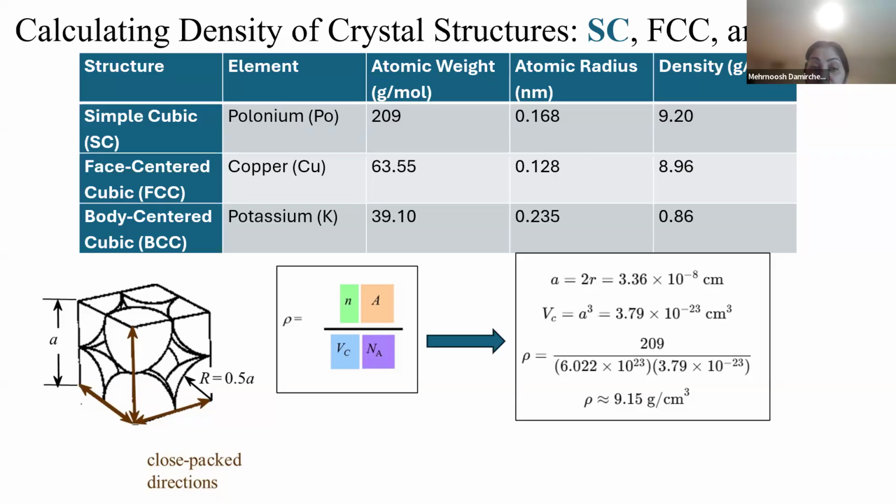The rho or density, as you saw in previous videos, is N times A per VC times NA. What is N? The number of atoms in each unit cell. What is A? Atomic weight. What is VC? The volume of the cell. And what is NA? It is the Avogadro number, or the number of atoms in each mole.